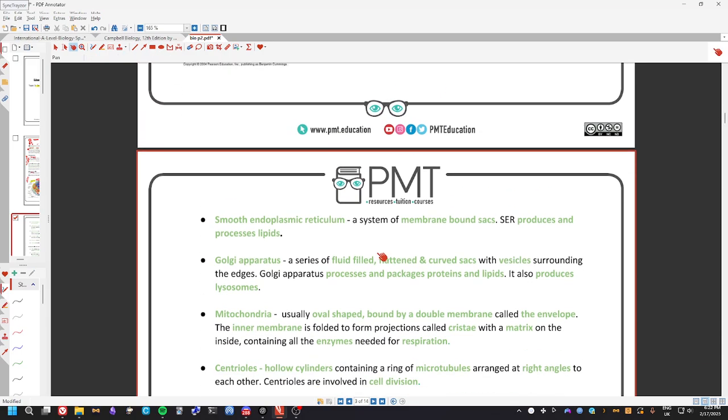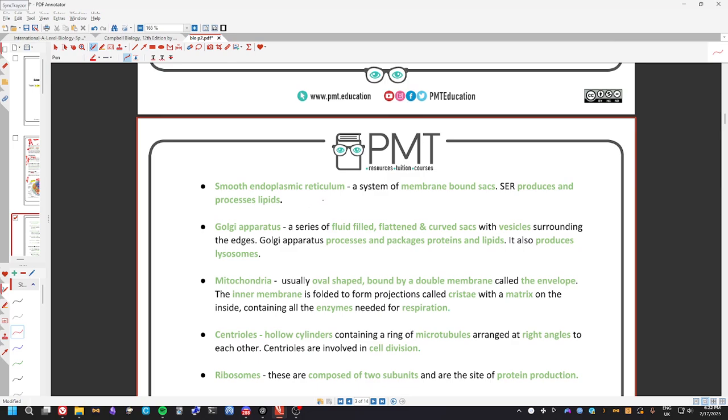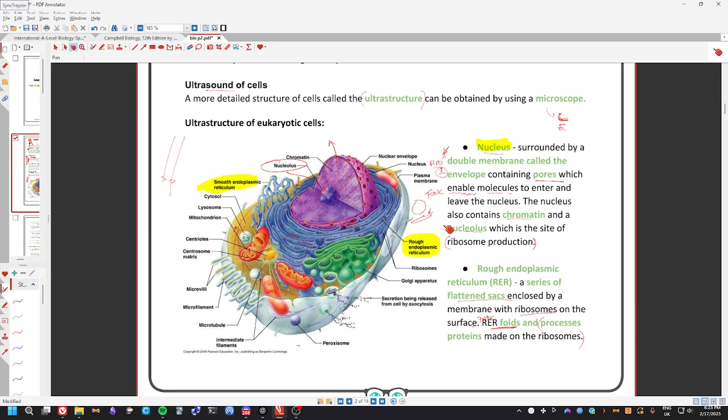Now, your next bit is going to be your smooth endoplasmic reticulum, something that's kind of subrelated to the rough endoplasmic reticulum, and it's going to be a system of membrane-bound sacs. Again, we're talking about the membrane sacs, or the sacs enclosed in membrane. It's the same thing. However, it produces and processes lipids, and carbohydrates, I believe.